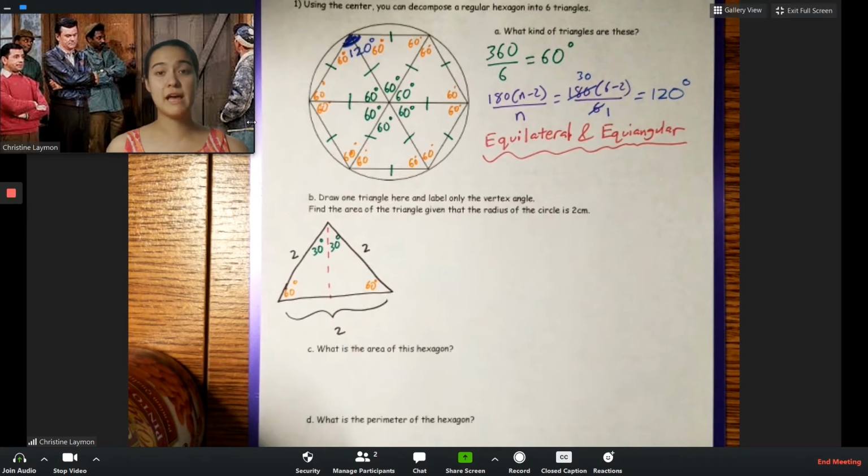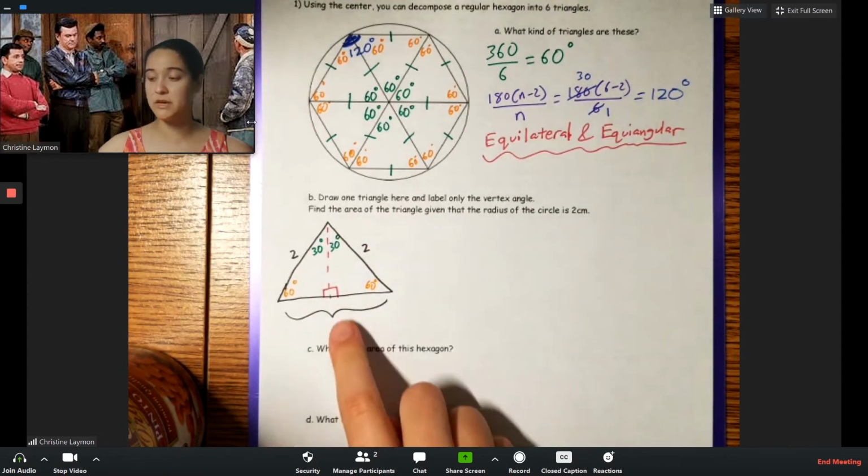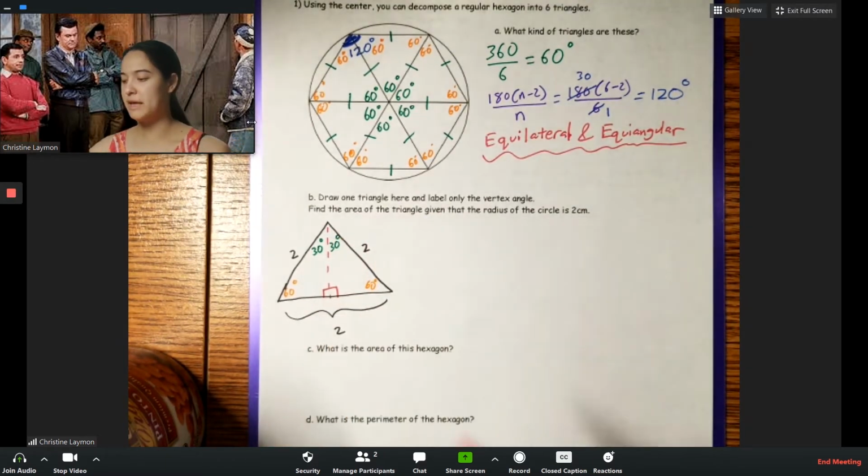Now, an equilateral triangle is a special type of isosceles. Remember, isosceles means there's two congruent sides. Equilateral just means there's a third congruent side. So in those types of triangles, that apothem is also an altitude, so it meets at a right angle. Take a look at what we have here.